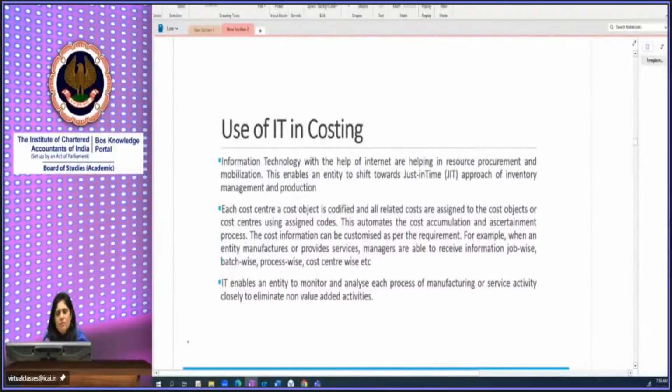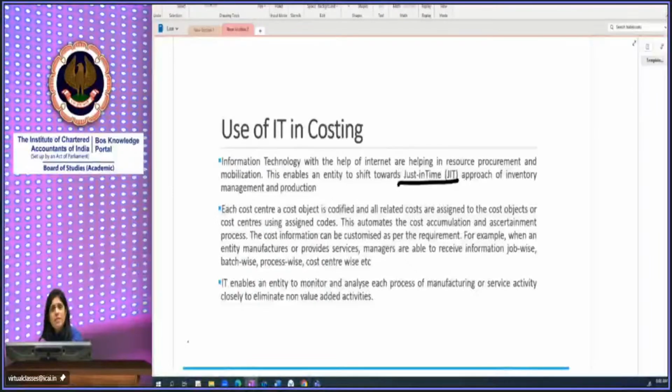Further, we can say, of course, the internet has helped in resource procurement, mobilization, and the shift towards a just-in-time approach. Earlier we used to stock up the inventory in advance so that production would not be stopped. But now IT has helped resource mobilization in a great way. Now we know when to place the order, from where to place the order. We get requisitions in no time. So the just-in-time approach saves a lot of cost and time, and saves a lot of wastage and deterioration, because whenever you require, you just order just in time.